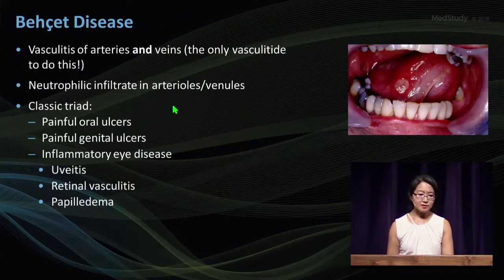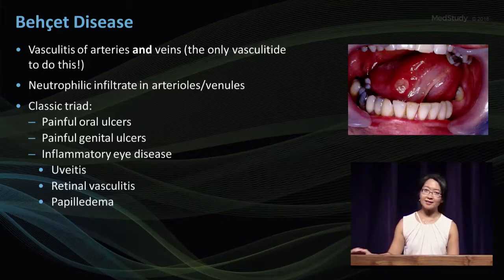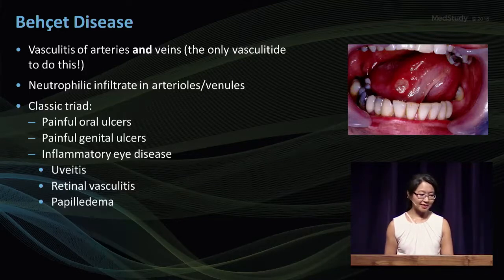Behçet's disease. So Behçet's is also considered a vasculitis, and it's a vasculitis of the arteries and the veins, and it's the only vasculitis that will do this. If you do a biopsy of a lesion, you'll see neutrophilic infiltrates in arterioles as well as venules. And these patients will have the classic triad of oral ulcers, genital ulcers, and inflammatory eye disease. Again, the rheumatologic triad: painful oral ulcers, genital ulcers, and inflammatory eye disease.